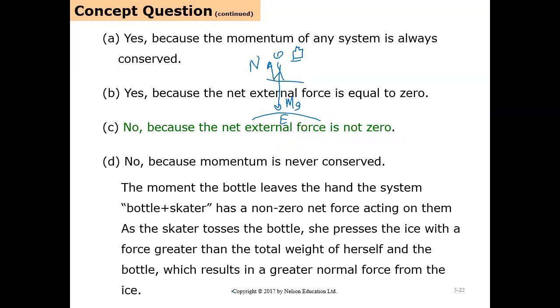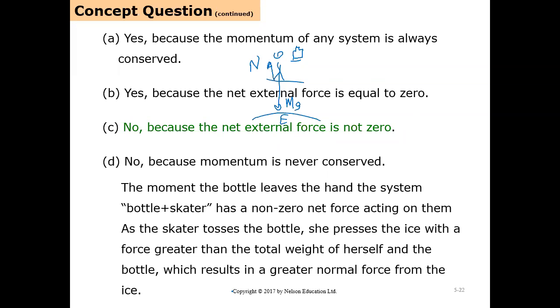The other forces, from the man's hand on the bottle and the bottle on the man, are internal forces. They will cancel each other. So the only external forces are mg and the normal force from the floor on the man. When he is not throwing, standing still, they are equal. So the net external force is 0.